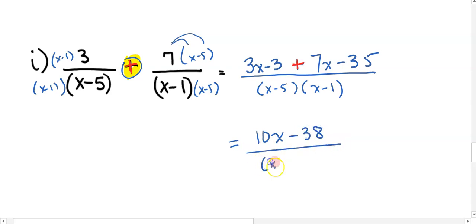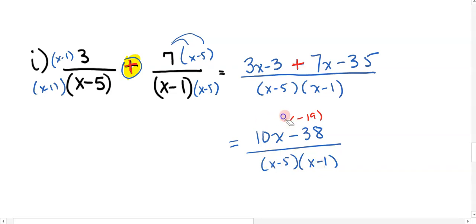Keep that denominator factored. And then, oh, I see a GCF. I see the GCF is going to be 2. But when I factor out a 2, I get 5x minus 19, which is not helpful at all. The 2 doesn't cancel, and the 5x minus 19 doesn't work.